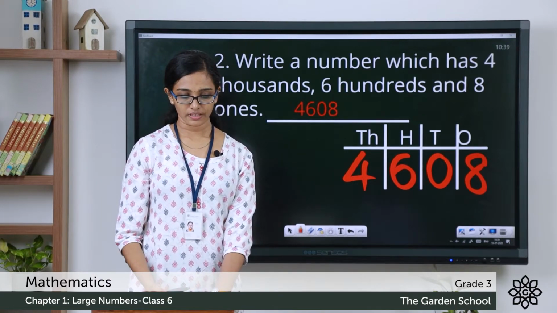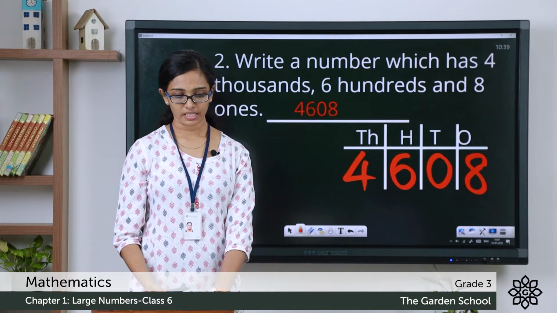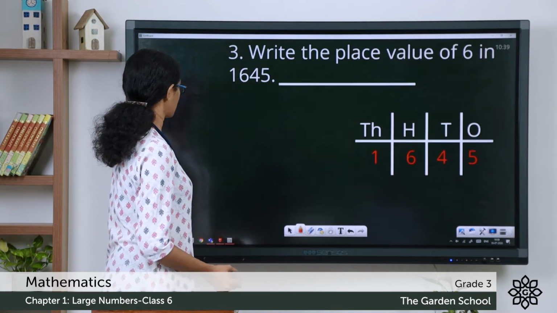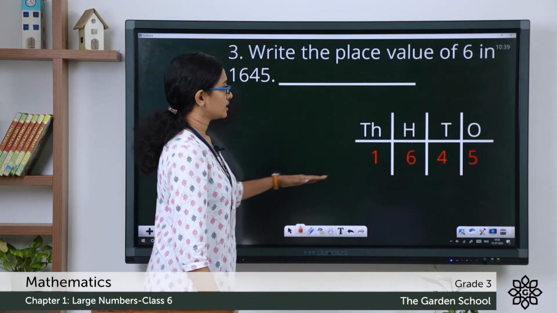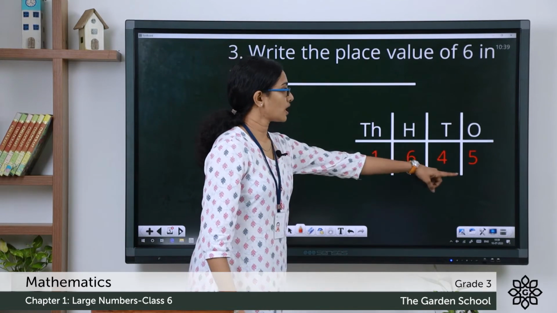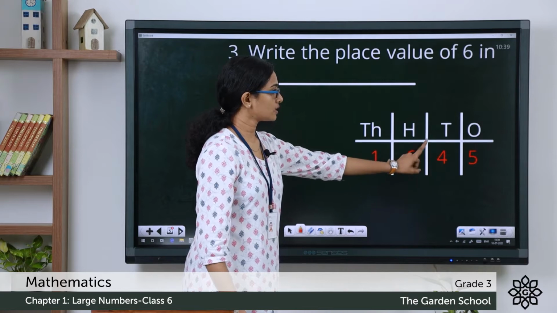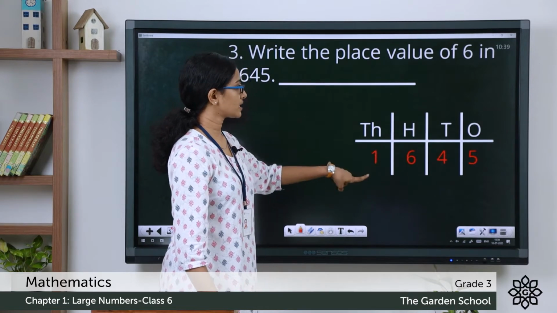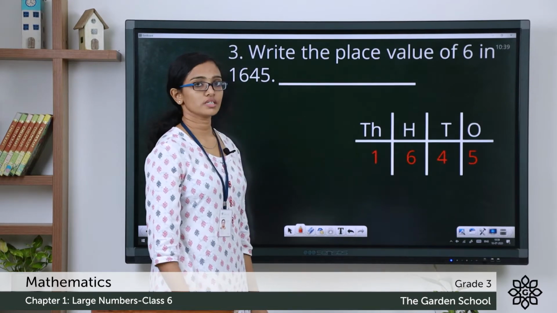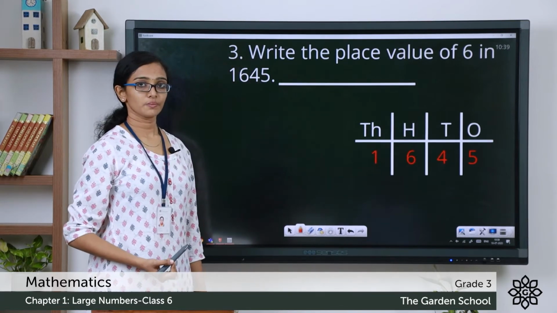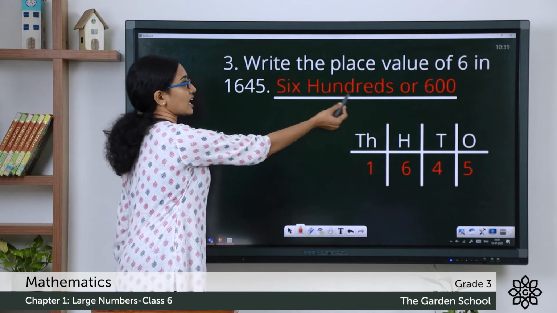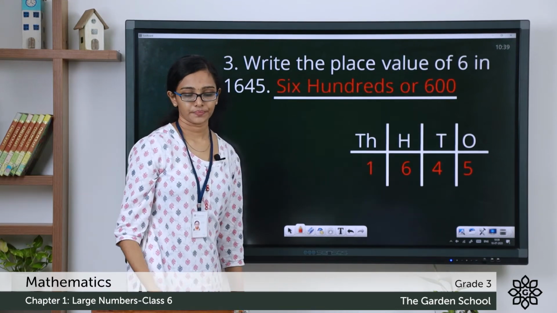Let's see the next question. Write the place value of 6 in 1645. So 1645 in a place value chart is shown here. So you have 5 in ones place, 4 tens, 6 hundreds and 1 thousands. So 6 is in hundreds place. So the place value of 6 will be 6 hundreds or 600.